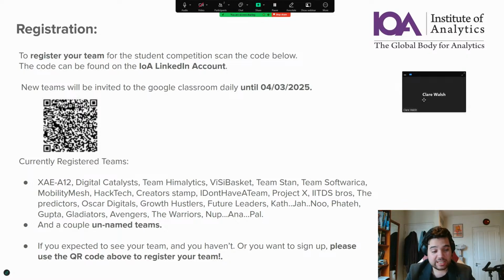All of the registered teams are currently listed below the QR code, with the exception of any teams that registered after this webinar started. There are a couple of unnamed teams, so if you know you didn't make a name for your team, don't worry, I've taken you into account. But if you expected your team name to appear in the registered teams, please check the list there. And if it does not appear, you may need to register again or contact me at my email.